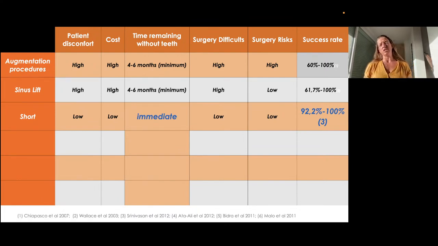The discomfort of the patient is low. The costs are the costs of the implants, so no extra procedure. And we can load the implants immediately if they have good stability. It's easy to do. It's just a short implant, and the surgery risks are low. We have very high success rates of short implants that are described. Basically, they are more or less the same as standard implants, between 92.2% and 100%, as stated by Srinivasan in 2012.